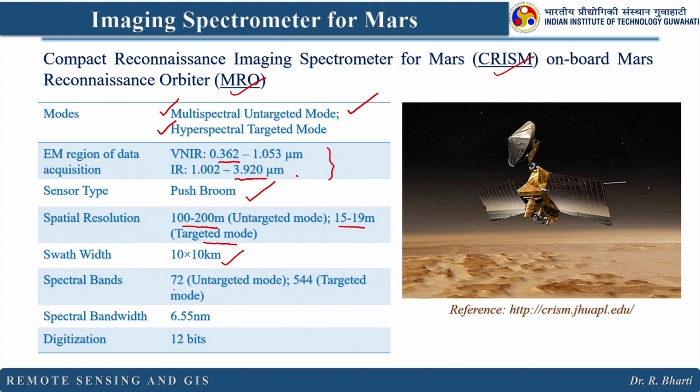Spectral bands are 72 for multispectral and 544 for hyperspectral, and the spectral bandwidth is 6.55 nanometer. The digitization, in other words the radiometric resolution of this CRISM data, is 12 bits. So, that 12 bit gives you the flexibility to resolve the incoming radiation in many segments, right.